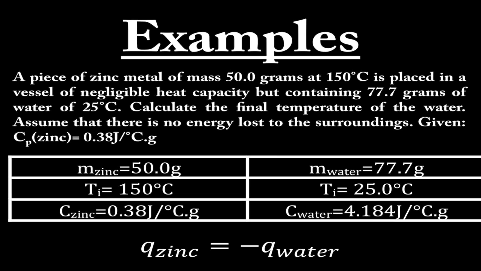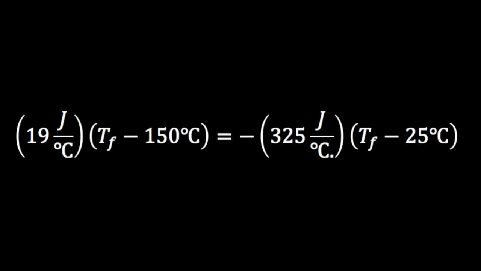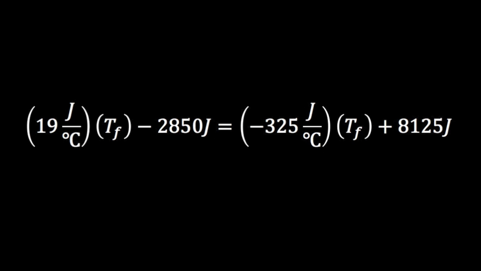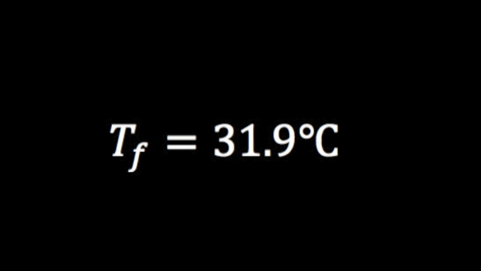And since we're working with heat capacities, this gives us the following equation. Now that we happen to know most of the information, we plug in what we know, giving us the following. We can then distribute that, which simplifies to this, giving us a final temperature of 31.9 degrees Celsius.